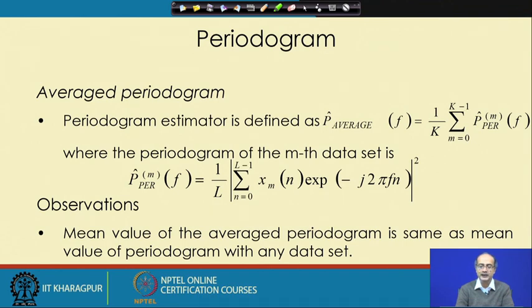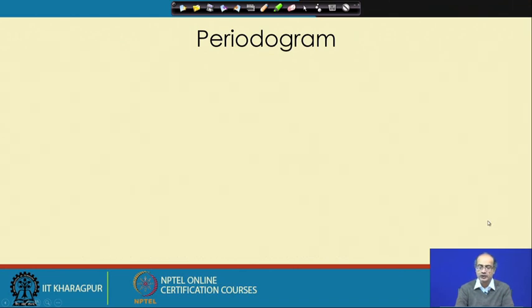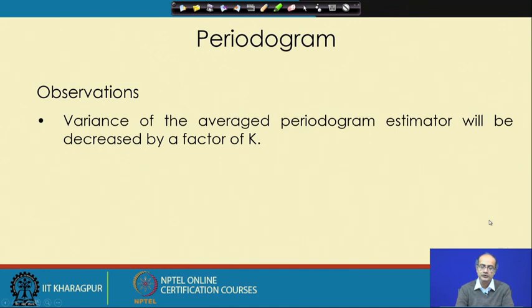That means, if we take the expectation of the average periodogram and the expectation of each of the individual periodograms, they will give us the same value. Okay. So, that is the first observation we get. Next is about the bias. The bias of the average periodogram will be decreased by a factor of k. Here actually we have taken k data sets.